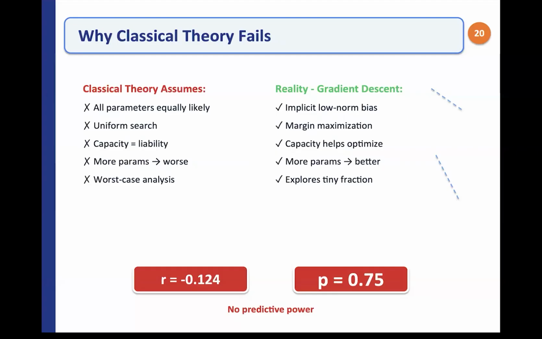That's why we see huge gaps between bounds and actual performance, and why the correlation between Rademacher complexity and generalization is essentially zero. Well, like R equals negative 0.12524, sorry, and P equals 0.75, to be exact.